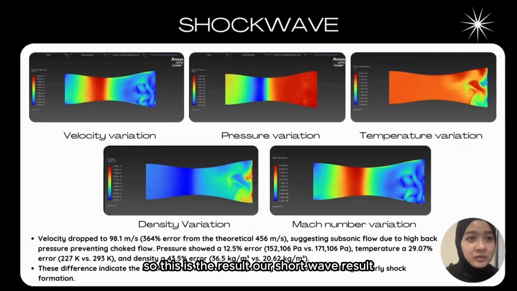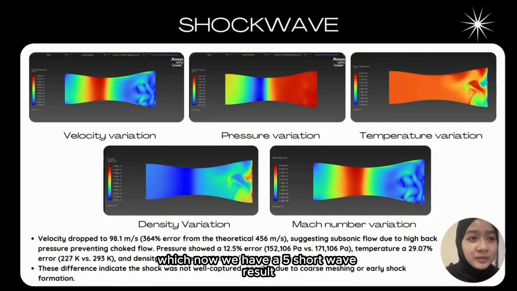This is our shock wave result, where we have five results: velocity variation, pressure, temperature, density, and Mach number. As you can see, velocity dropped to 68.1 meters per second, which has an error of 364% from the theoretical, which is 456 meters per second.